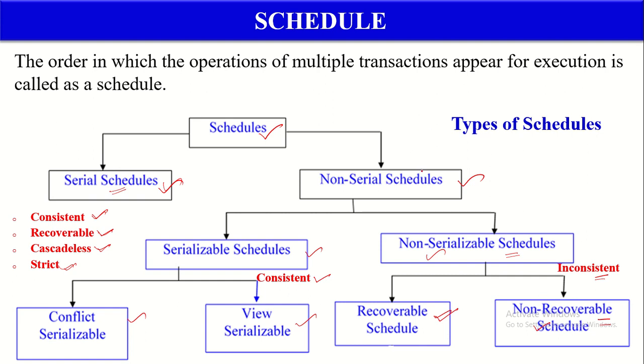The very important point to be noted is that a non-serial schedule that is non-recoverable is very dangerous. This should not be permitted at all. Even a serial schedule that maintains the consistency property is okay. A non-serial schedule that is serializable is okay. And a non-serial schedule that is non-serializable but recoverable is also accepted. But a non-serial schedule that is non-serializable and not recoverable is very dangerous. So in this slide we have discussed the different types of schedules.